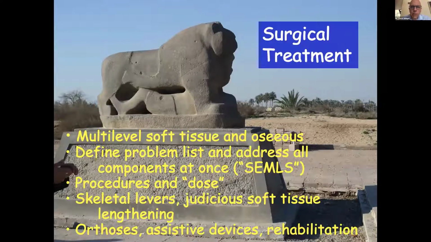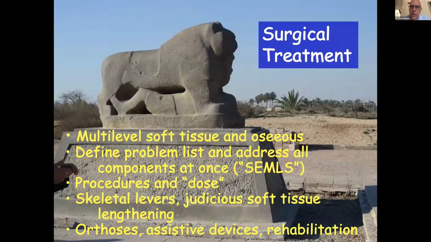So what are the tips with the surgical treatment? Well, one is to recognize that there are bone problems, there are soft tissue problems, and that they occur at multiple levels: hips, knees, and ankles. And so the key is to be able to define all those elements that are impacting the patient's ambulation and then to address them all at once in a single setting. So therefore, once again, determining which procedures and which dose of the procedures.